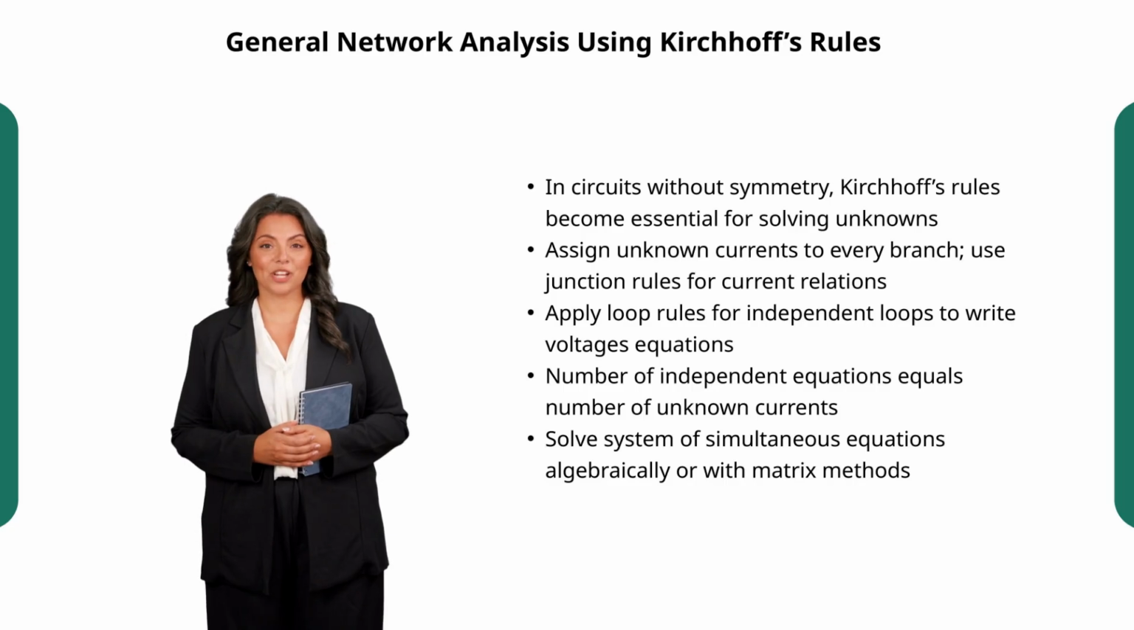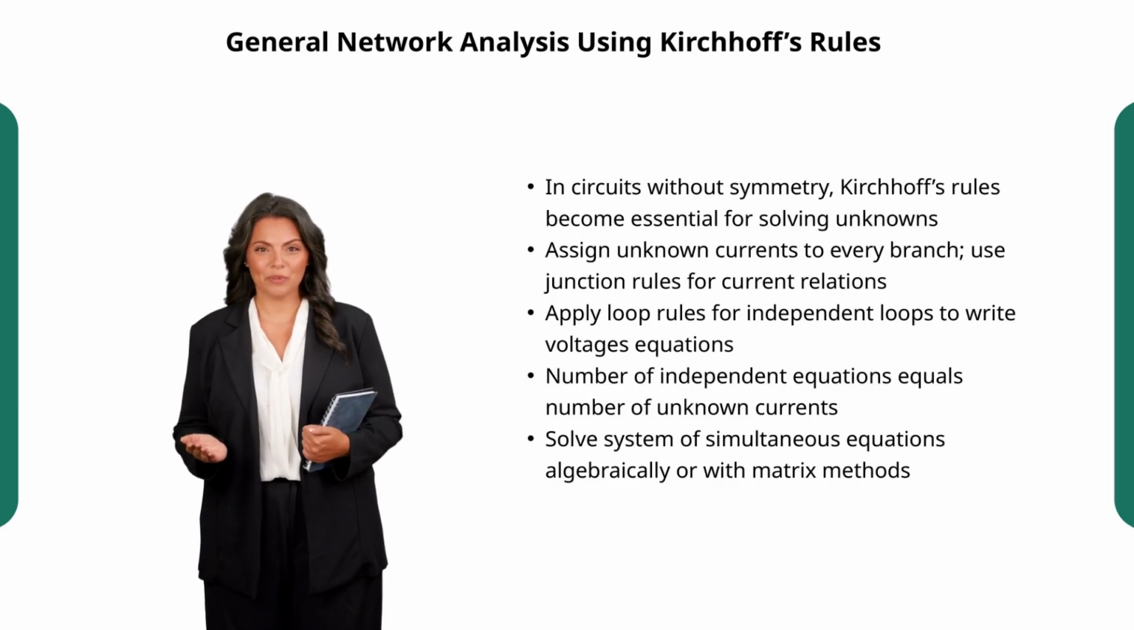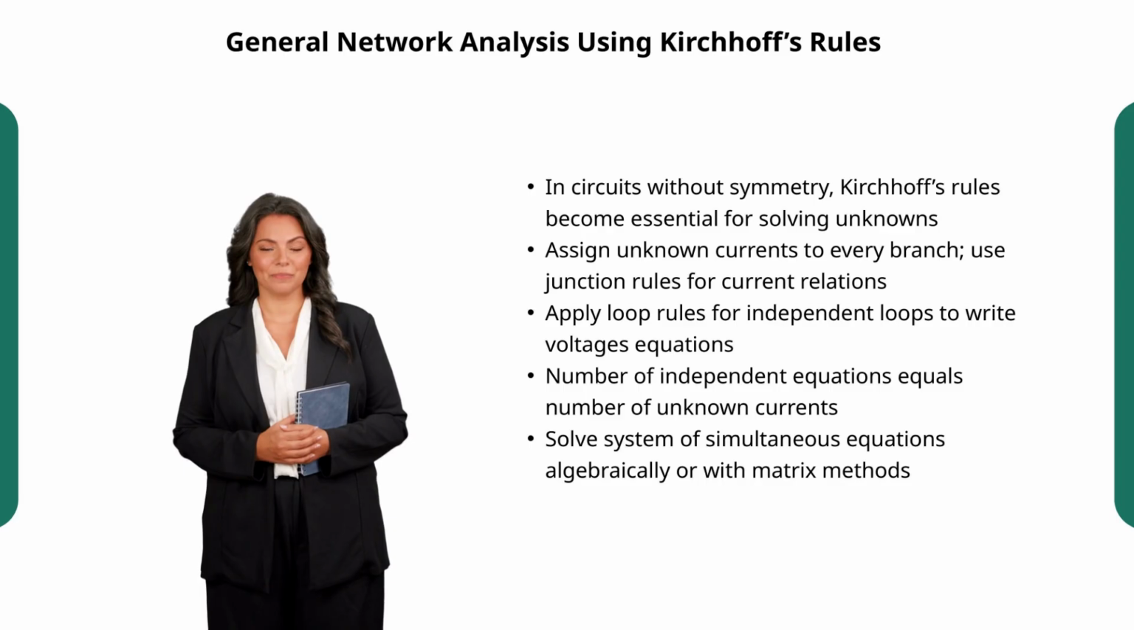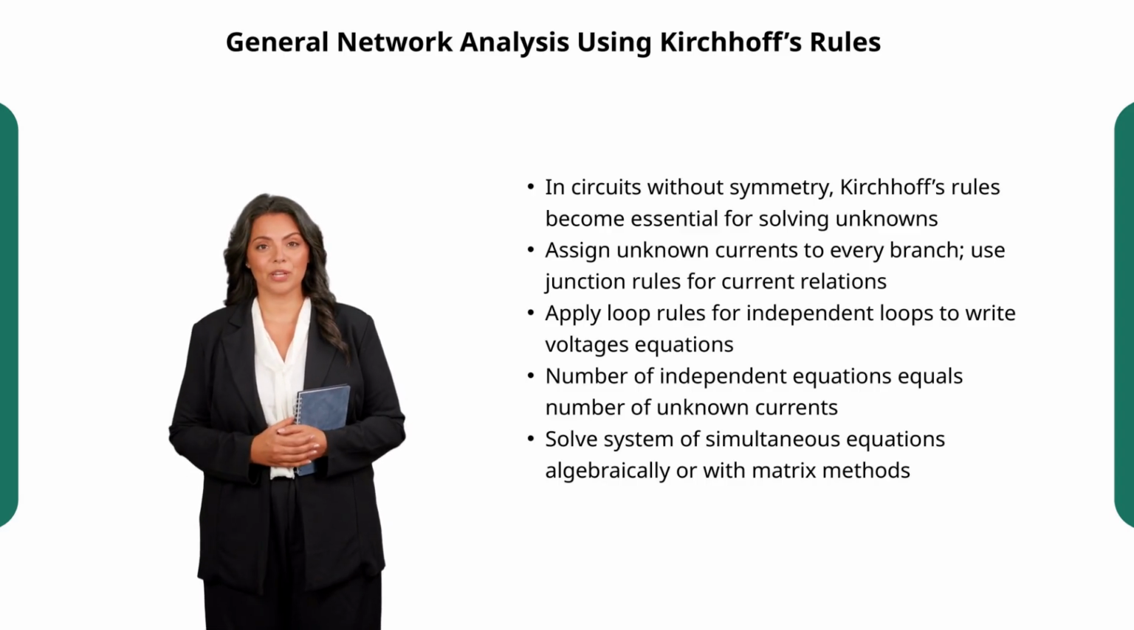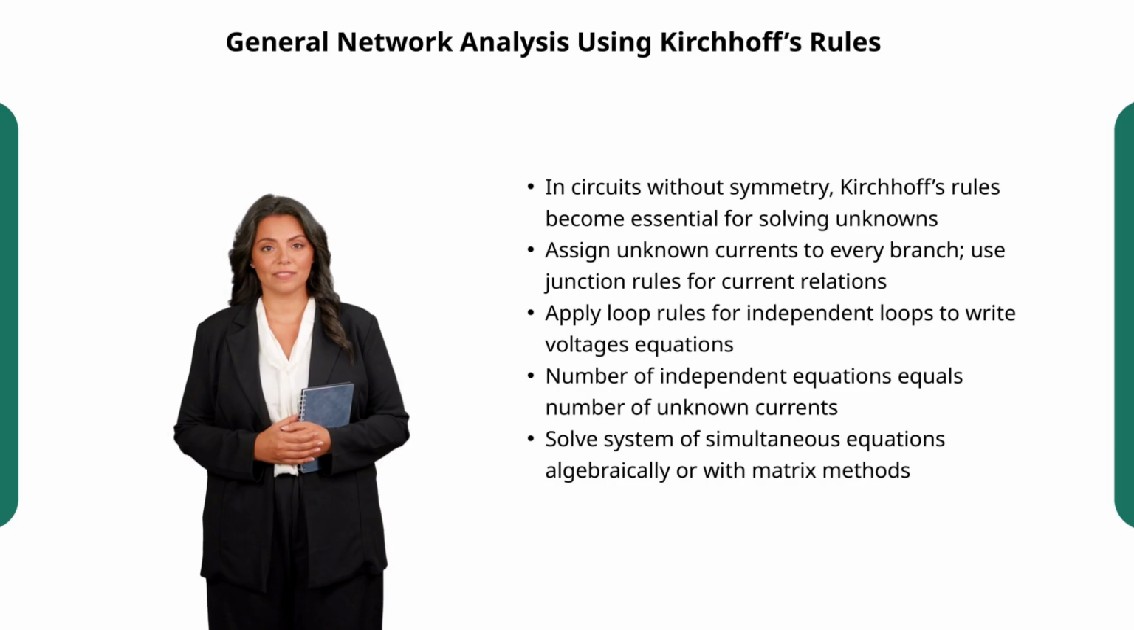Then, by applying the junction rule at every node, we relate the currents at that node, reducing the total number of unknowns. Next, we identify independent closed loops in the circuit, loops that don't overlap completely, and write down loop equations derived from Kirchhoff's voltage rule for each. This yields one voltage equation per independent loop.